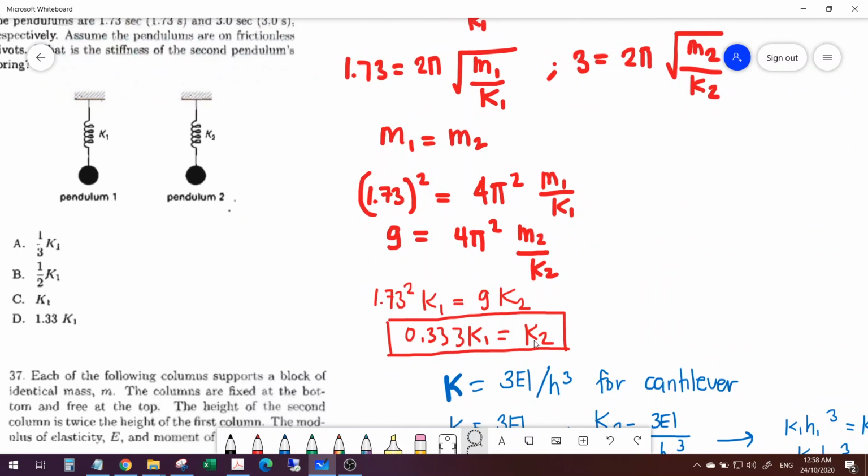In short, the stiffness of this one is 1/3 of the stiffness of K1. So system 1 is much stiffer. That makes sense because system 1 has a shorter period, so it has greater stiffness, whereas system 2 is 3 seconds, almost double the period of system 1. Therefore, it's more flexible. Okay, so next problem.